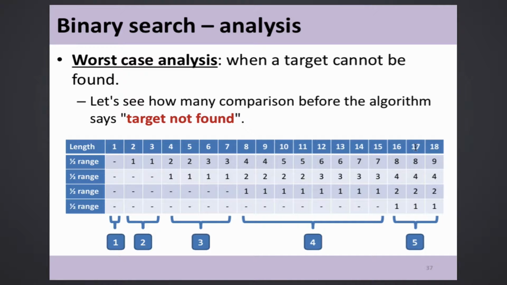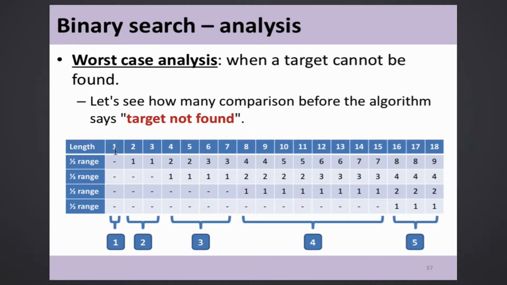What is this table? This table, I just want to show you the relationship between the halving operation and the length of the array. If the array has only one element, basically you don't need to halve, right? With one comparison, you already know whether that element is the target or not. Now how about when we have 2 slots or 3 slots? Then at least you will have 1 halving operation. Okay, you compare once and, oh, it's not the target, then you halve once.